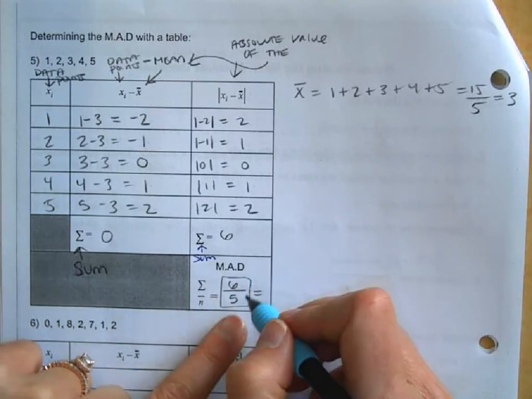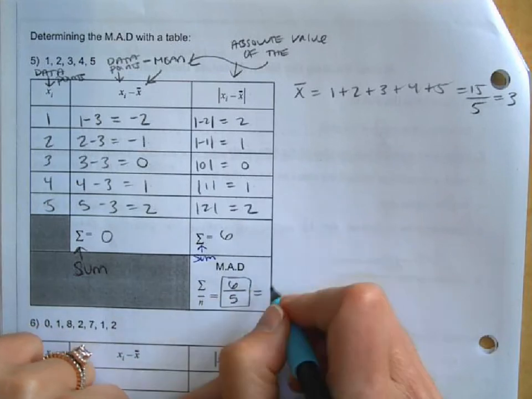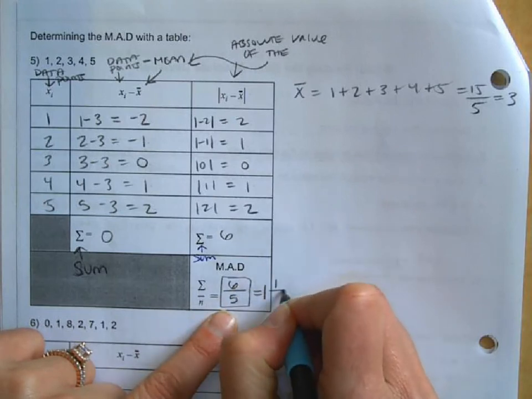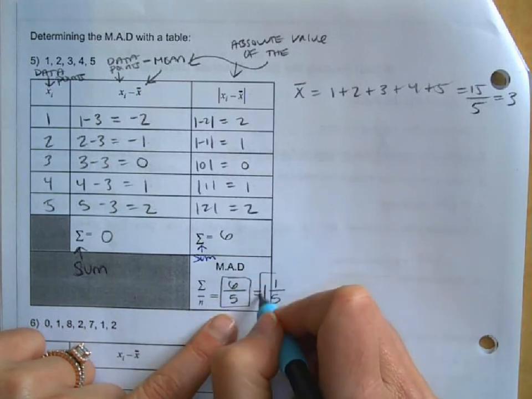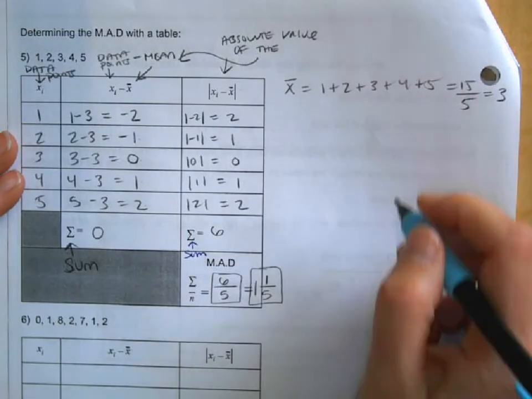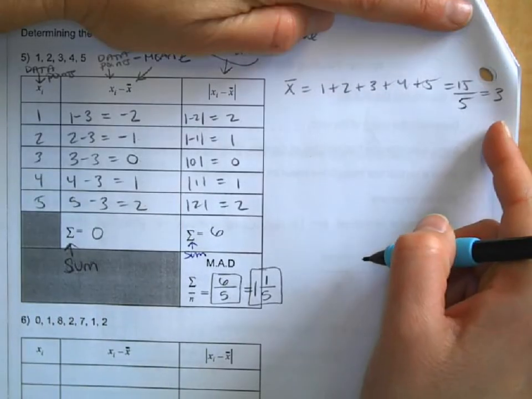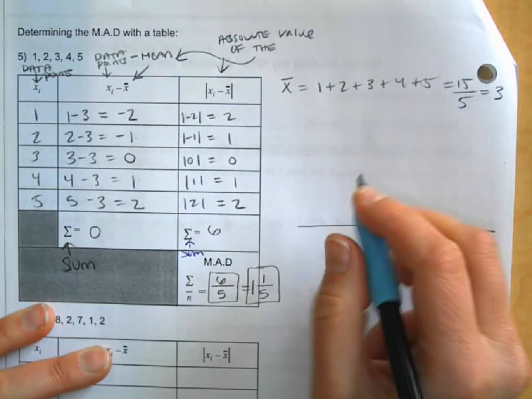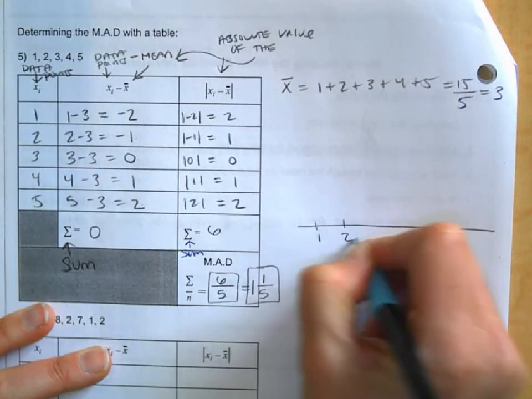If you want to leave it as a mixed number, remember you divide: how many times does 5 go into 6 nicely? 1 time. 6 minus 5, our remainder stays on top of 1, and your denominator always stays the same. So we have 1 1/5 of our deviation. To show you what that picture looks like, we already figured out the mean of 3. We need to draw a number line to make sure that we include all of our data points.